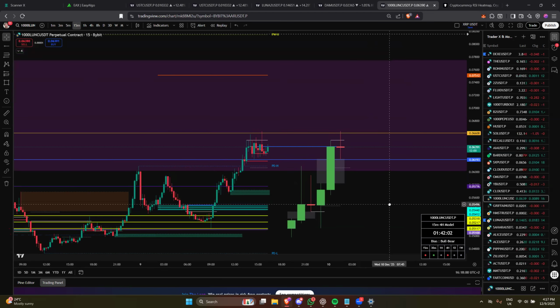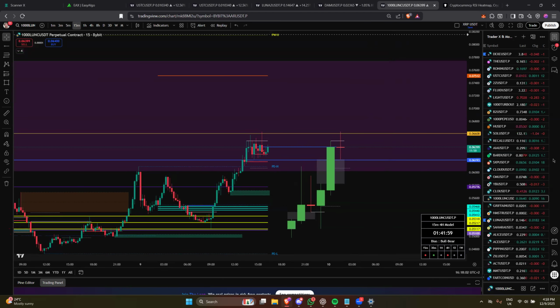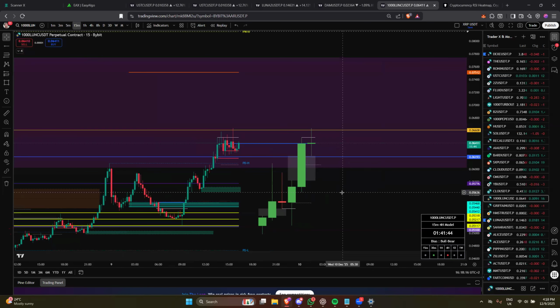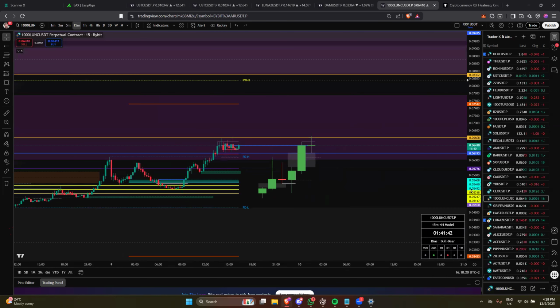But yeah, the more that you mark, you'll get those levels and hopefully, sometime in the week you can actually get the entry. Sometimes it happens quick, you don't even get to finish marking your chart. Yeah, it's like that.